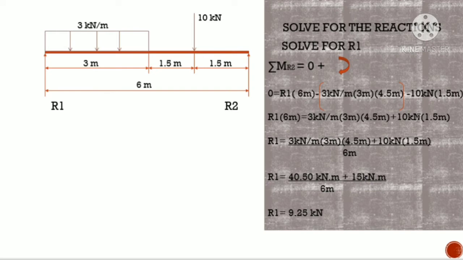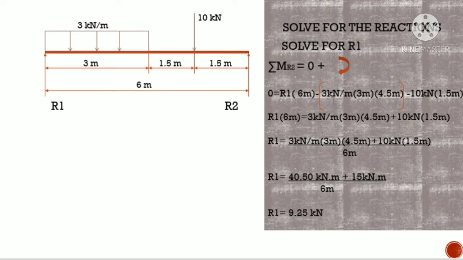Okay, next is 10 kilonewton. So, negative kasi counterclockwise. And ang distance niya from the pivotal point or from R2 is 1.5 meters. So, that is the equation.